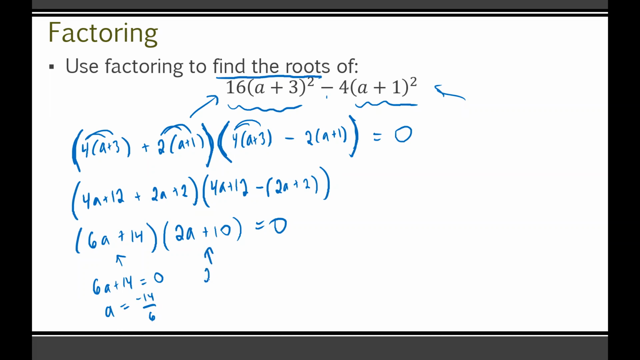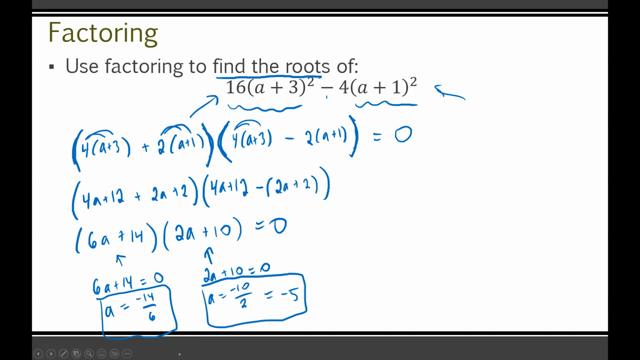This one, however, we have 2a plus 10 equals 0. We got a minus 10 and then divide by 2, so that would be a equals negative 10 over 2. That one, though, I don't mind writing as a decimal because it's actually going to be a nice number. Negative 10 divided by 2 is negative 5. So those right there are going to be your roots. And again, that negative 14 over 6, I didn't write it as a decimal because it's a repeating one. I think it's like negative 2.3 repeating or something.